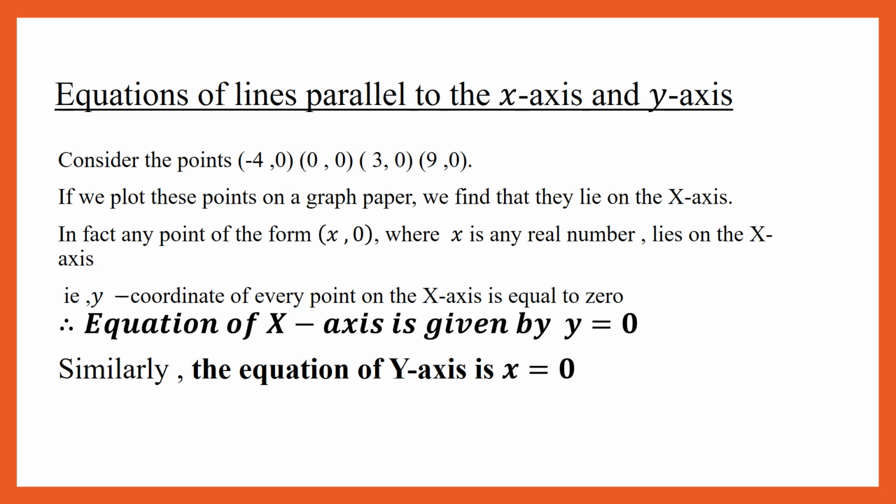Consider the points (-4, 0), (0, 0), (3, 0), (9, 0), etc. If we plot these points on a graph paper, we find that they lie on the x-axis. In fact, any point of the form (x, 0) where x is any real number lies on the x-axis.